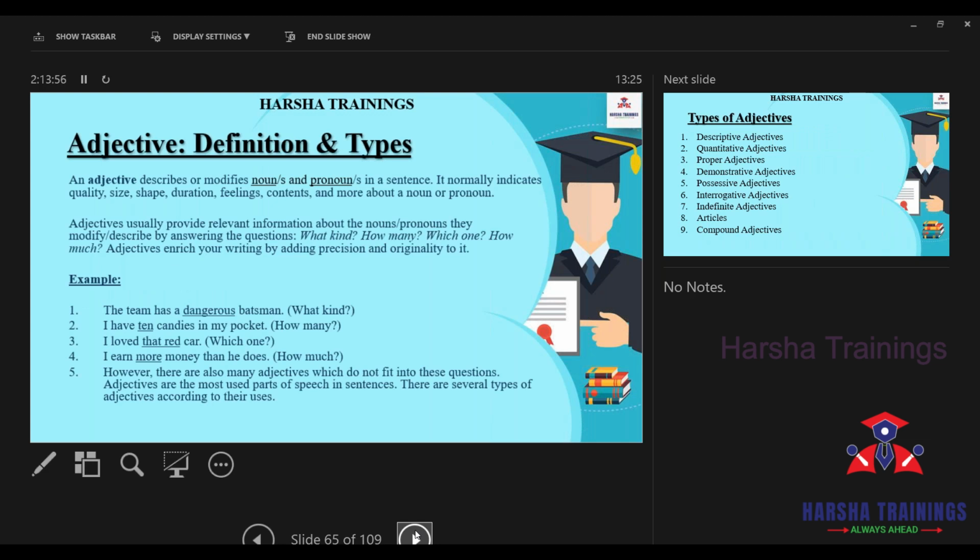Adjectives now. What are adjectives? Which describes a noun. Right. It describes a noun or a pronoun in a sentence. For example, the team has a dangerous batsman. I've told you this, right? Ask the question what, which. If a word is answering such questions, then that becomes the adjective. The team has a dangerous batsman. What kind of batsman? Dangerous batsman. So dangerous becomes the adjective. I have 10 candies in my pocket. How many? 10. So 10 becomes the adjective. Right? Understood? Okay.